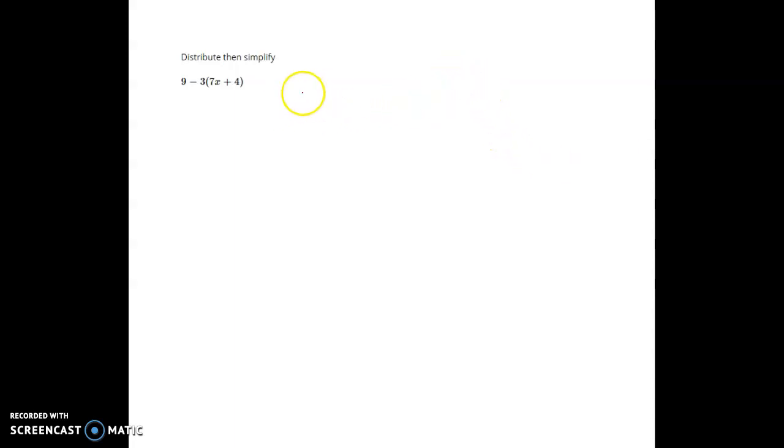Okay, on this problem we need to distribute then simplify. Now it might be tempting at the beginning of the problem to do 9 minus 3 first. Well, that would be incorrect, but why is it incorrect? Well, if you look at order of operations, we need to multiply before we can subtract.